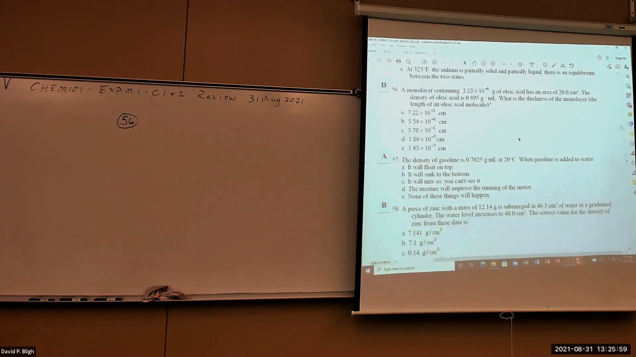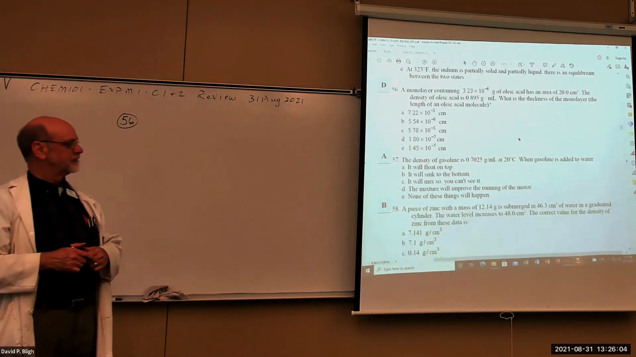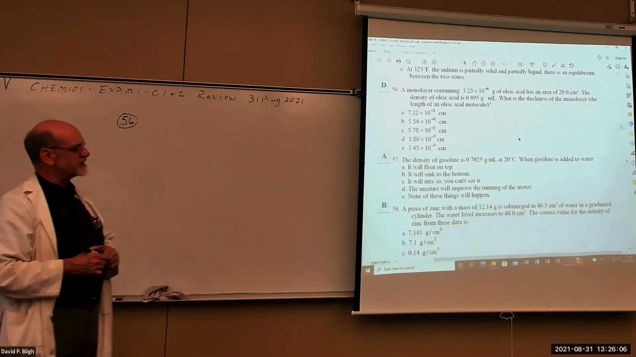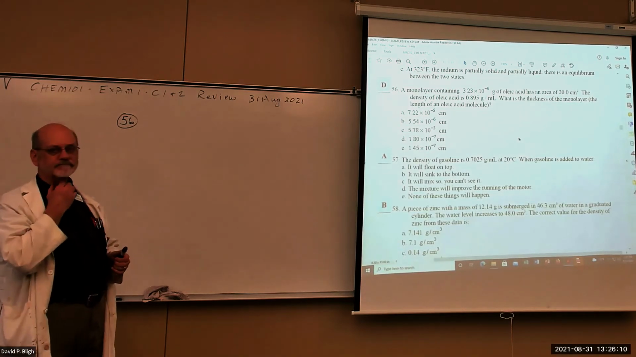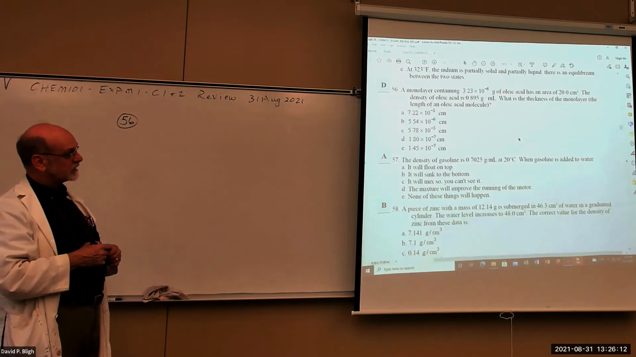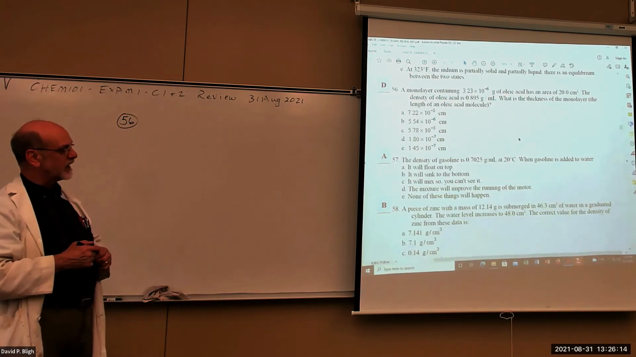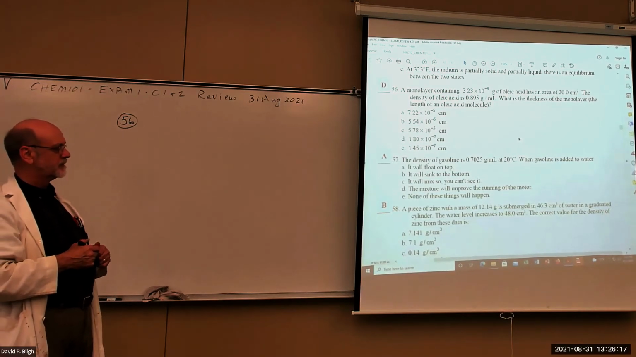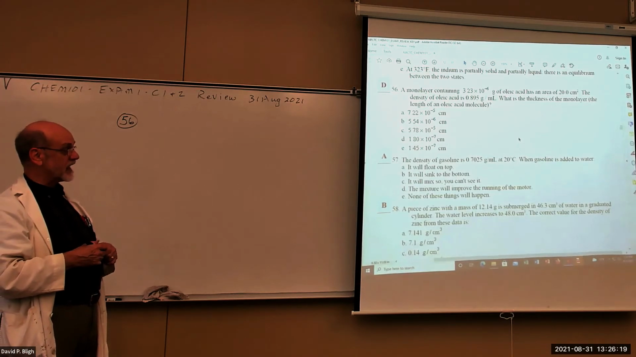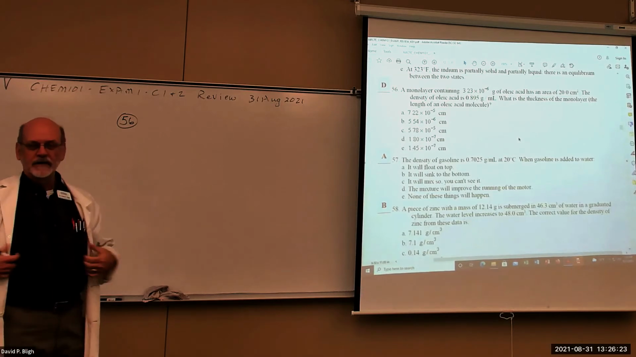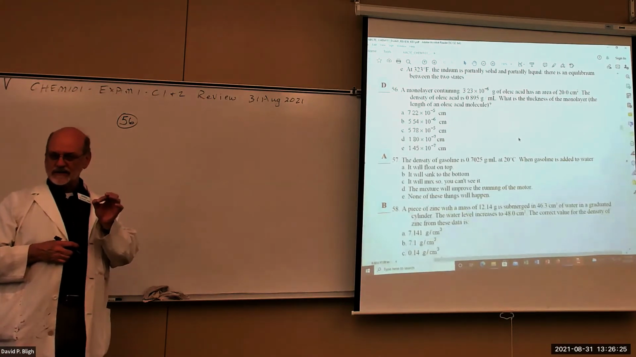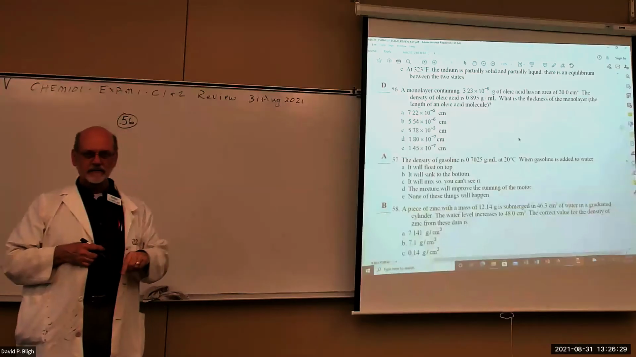No. Okay. A monolayer containing 3.23 times 10 to the minus 6 grams of oleic acid has an area of 20.0 square centimeters. The density of oleic acid is 0.895 grams per milliliter. What's the thickness of the monolayer? They say it's a monolayer because it's only one molecule thick.